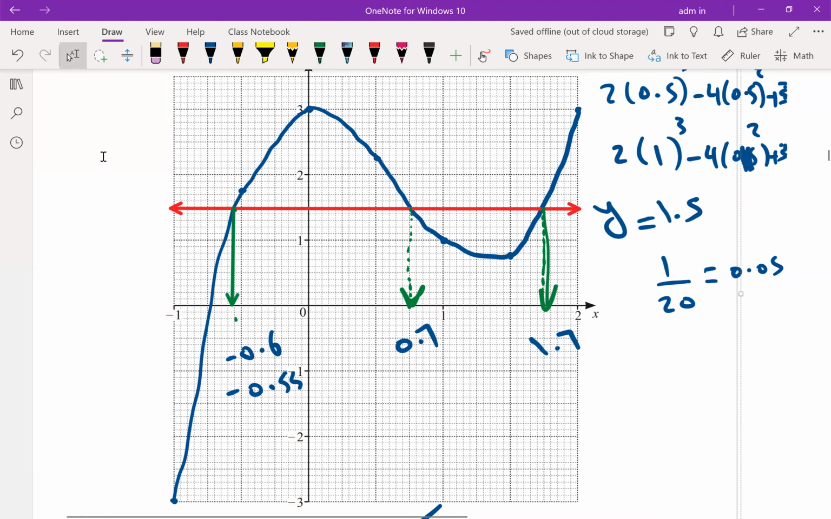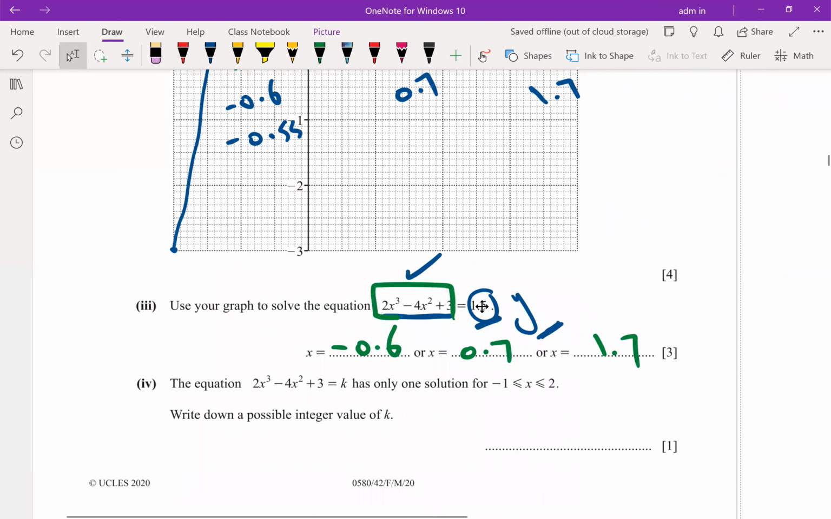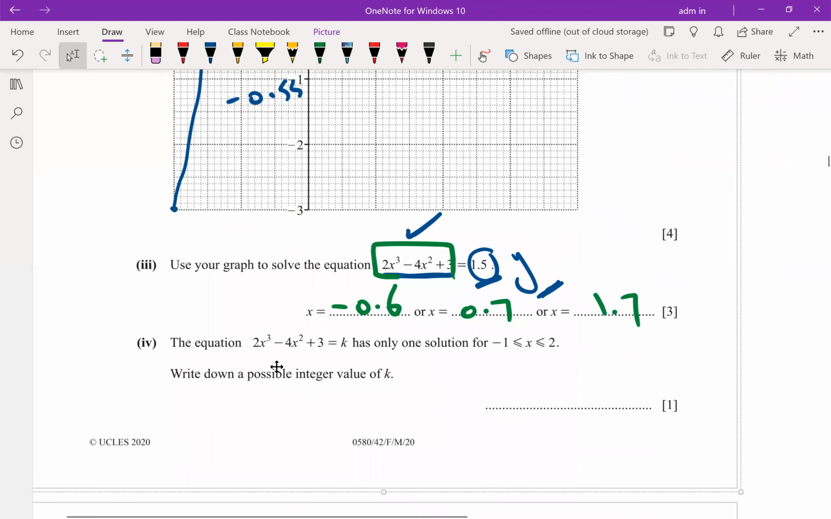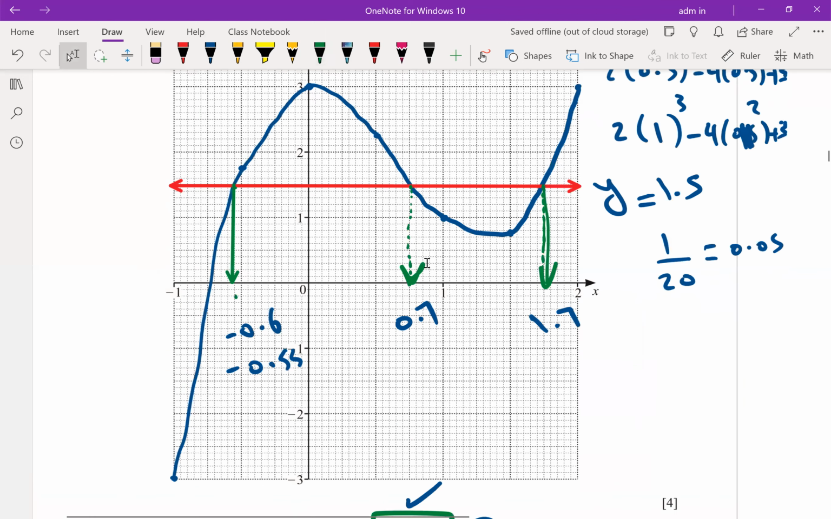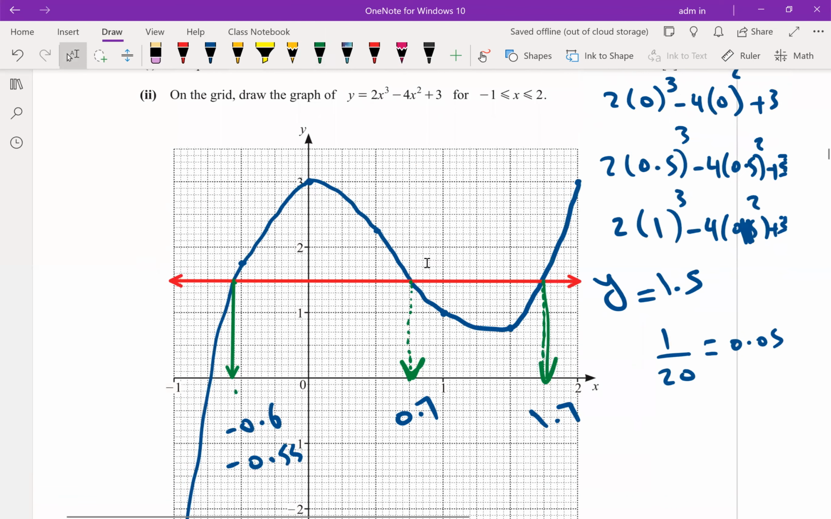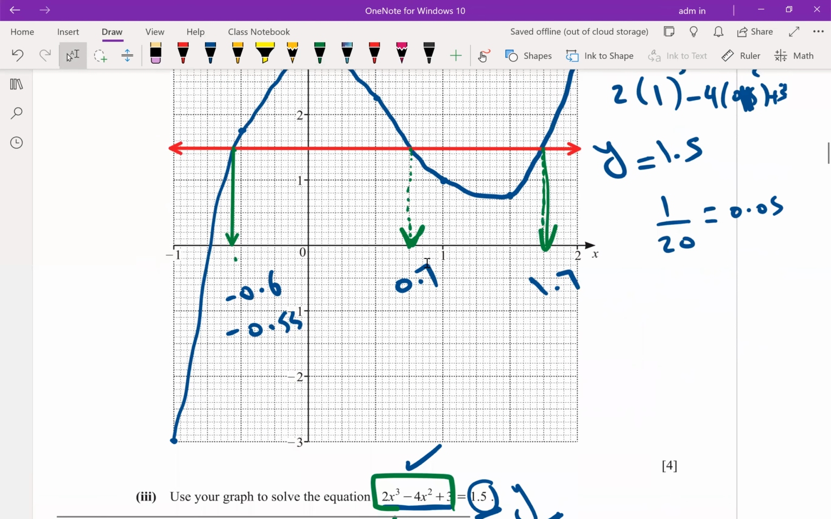Now clear? Second solution and the third solution. The equation 2x cubed minus 4x squared plus 3. Is it the same? Is there any change? Same. It's written equals k, where k is a constant. Listen. What is the set of values of k to give one solution?